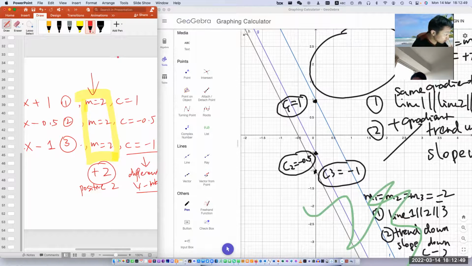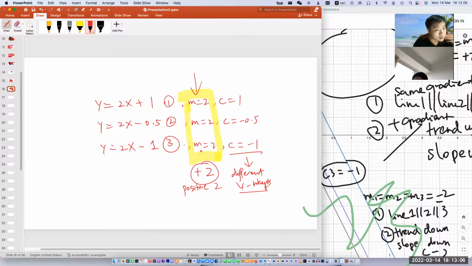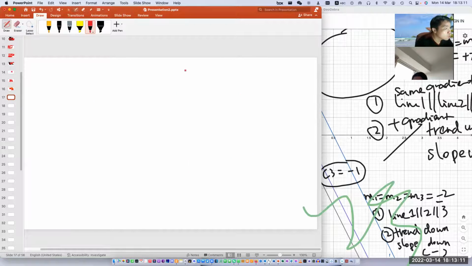Now, in the previous lesson, I also talked about this. So over here we talked about common gradient: same gradient, parallel with each other. So what about different gradients, with the same y-intercept?